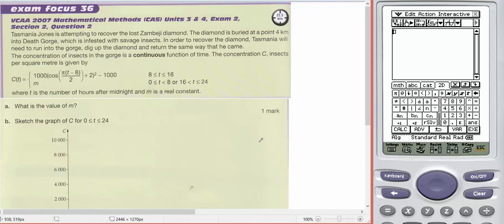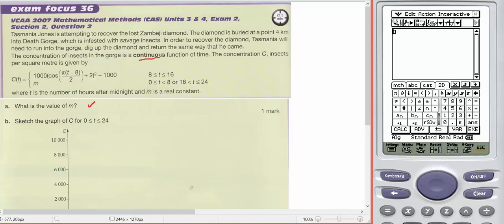The concentration of insects in the gorge is a continuous function of time. The concentration C of insects per square metre is given by that rule. Okay, so it's M for the first 8 hours. Then it's this squared cosine from 8 to 16, and then it's back to M from 16 to 24. What is the value of M?